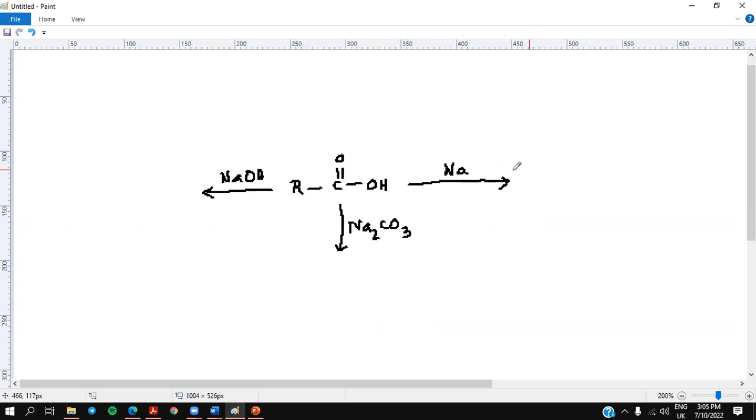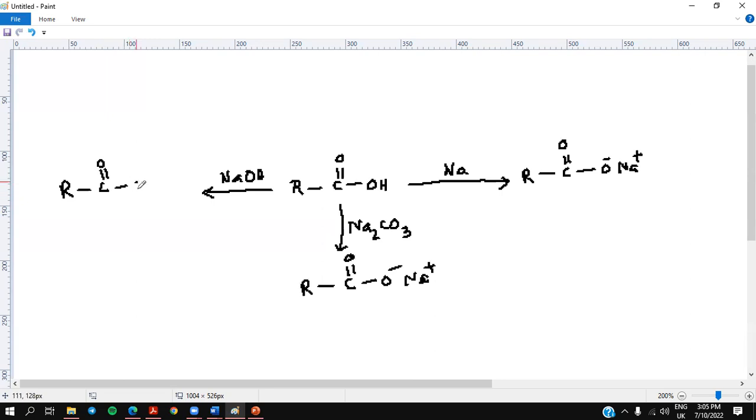A similar thing happens with sodium. Carboxylic acid goes to RCOO minus and Na plus. With sodium carbonate, again, we get a change in carboxylic acid to make this carboxylate ion, and sodium plus comes. With sodium hydroxide also, we have RCOO minus Na plus.